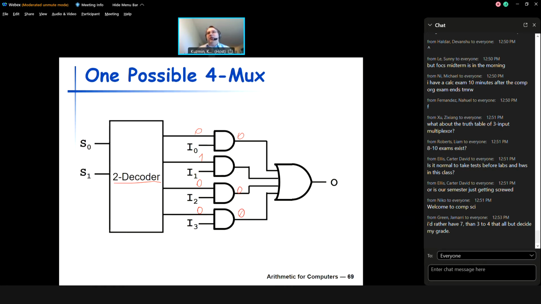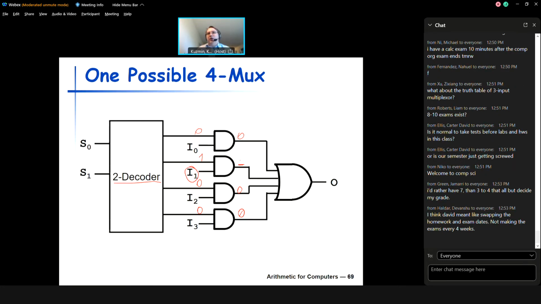And that means that this output here has one input as 1, so it logically doesn't matter, which means that the output will be determined by this input here. If I1 is 1, then the output would be 1. If I1 is 0, then the output would be 0. So basically the output just repeats I1, and then we have 0, I1, 0, 0, so the output would be I1, exactly what we need.